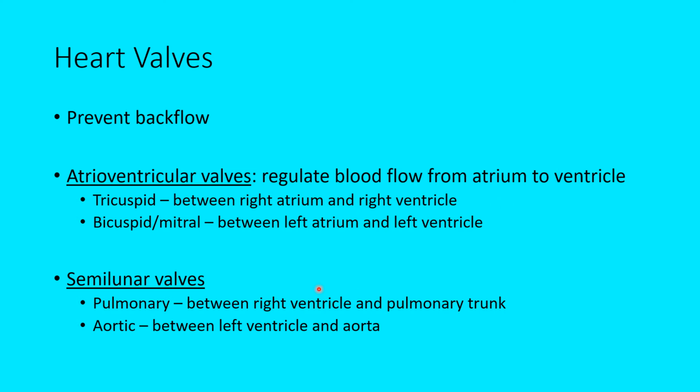And then the semilunar valves are preventing blood flowing back from the arteries back into the ventricles. Pulmonary is going to be between the right ventricle and the pulmonary trunk, and the aortic semilunar is between the left ventricle and the aorta.